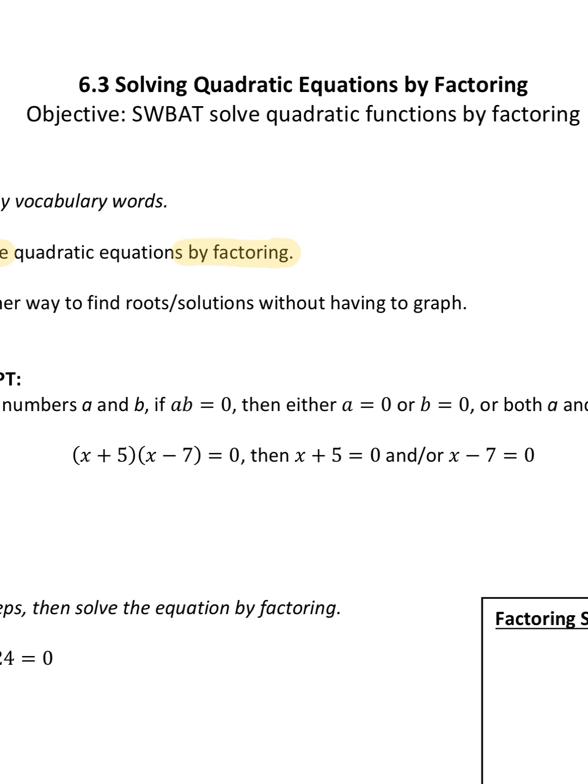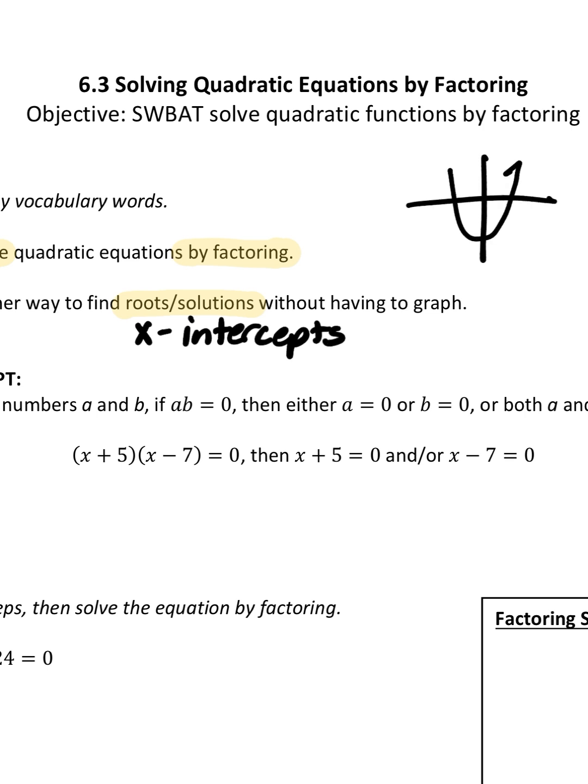And it's another way to find roots or solutions, which just means x, without having to graph it. So I know you've learned how to graph in vertex form, and we found what our x-intercept was, and that's what roots and solutions are. So when you see roots or solutions, it means our x-intercept. Okay, where does the parabola cross the x-axis? Okay, so we're mathematically finding these 2 points.